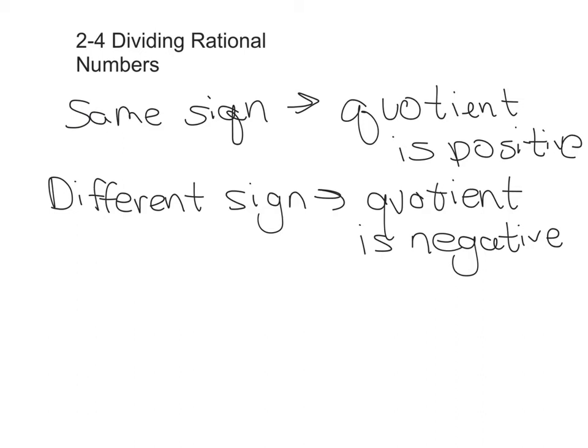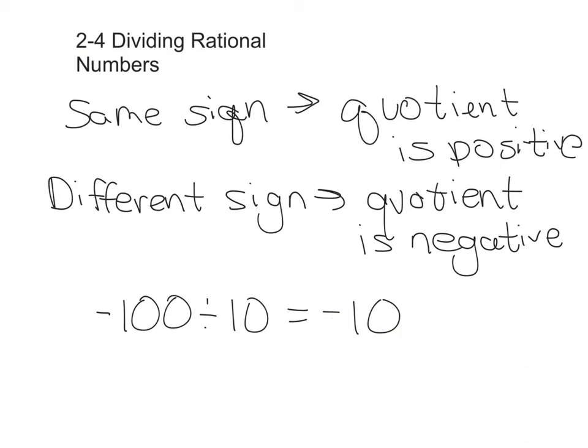So let's just take a look at a few examples. If we have, for instance, negative 100 divided by 10, that would be a negative 10. Because we have a negative sign and a positive. Negative divided by a positive, that would be different signs. Therefore, the quotient is negative. So that's why we have a negative 10.